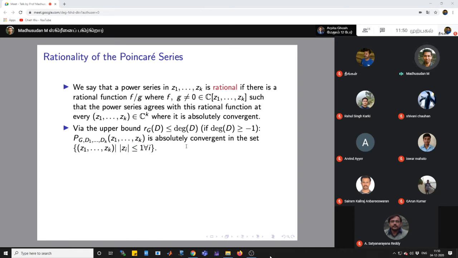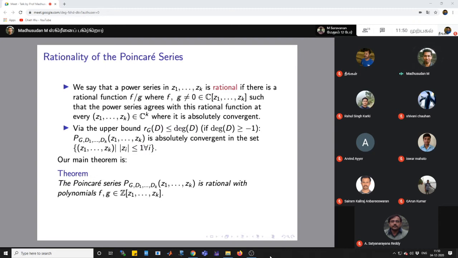And how do you do this? You can use this upper bound on the ranks. That is one method; there may be several ways. It's relatively easy. Just use the upper bound on the rank that I just mentioned, the upper bound by the degree, and the degree of d is at least -1, and you get that. So there is a non-empty domain of absolute convergence, and our main theorem is the rationality of this Poincare series.